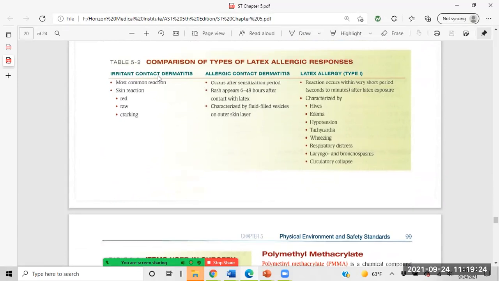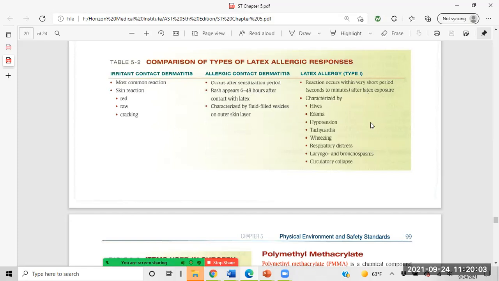With type 4, we're looking at irritant contact dermatitis or allergic contact dermatitis. Here we've got red, raw, cracking skin. That's the most common reaction, and that's just the irritant from the latex having contact with you. But the allergic dermatitis happens after a sensitization period. So after 6 to 48 hours after wearing the gloves, you may notice some fluid-filled vesicles, so blisters, on your outer skin level.